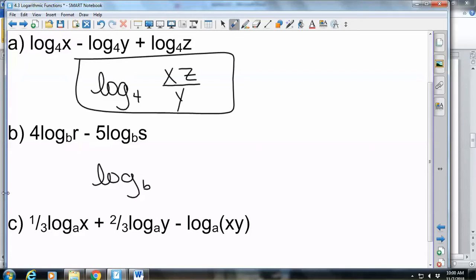What's this 4 going to do? So it's an r to the 4th minus 5 log base b of s.